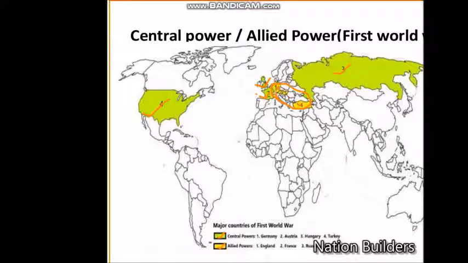These countries fought the First World War. The war was fought initially in Europe only, but afterward it expanded to other places also. Other countries of the world also became involved in the First World War, directly or indirectly. I hope you understood the map and the locations of the countries involved.